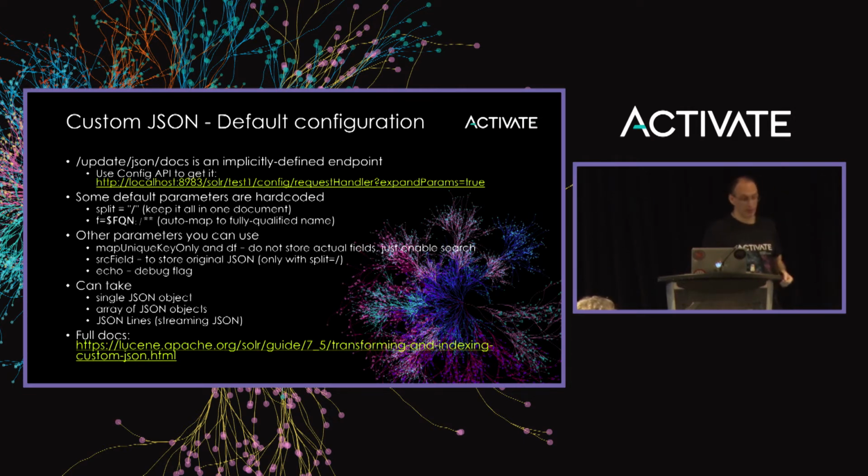And then you have the other parameters. The map unique key only is the one that doesn't actually map the fields themselves, but dumps them in one field. Okay, and that can take a single JSON object, an array of objects, and it can take the JSON lines again, so the streaming one. I give you links for later, so if you review the presentation, you can follow the links, because not everything is very obvious where it is in the documentation. I'm trying to link into it as needed.